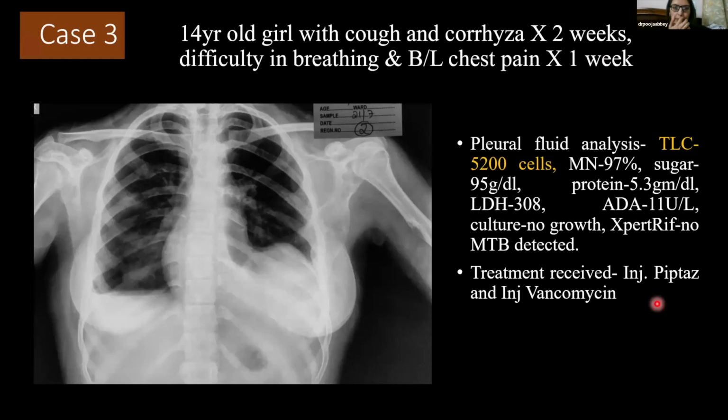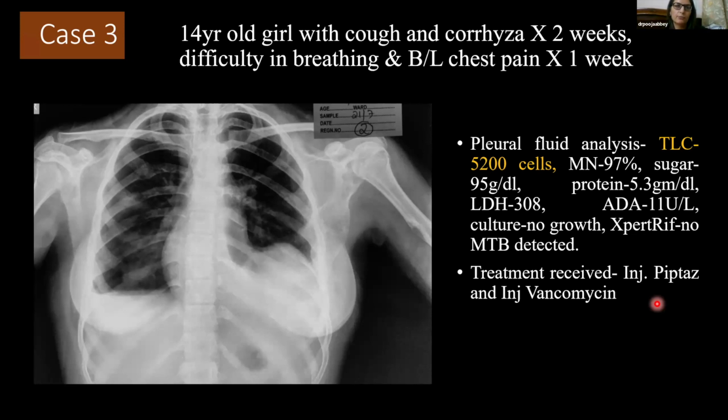All right. So I'll go on with the next case. This is a 14-year-old girl who had cough and coryza for 2 weeks and had some difficulty in breathing and some bilateral chest pain. She was initially undergoing treatment elsewhere, I think. And a pleural fluid analysis was done.